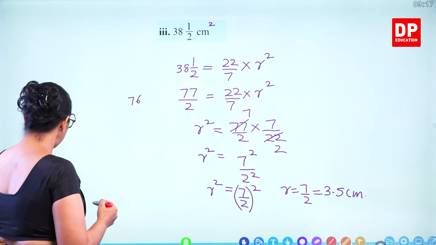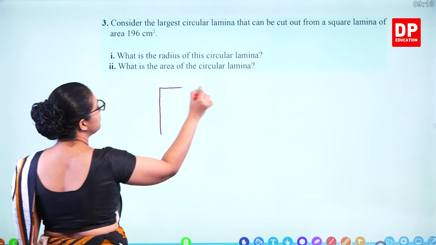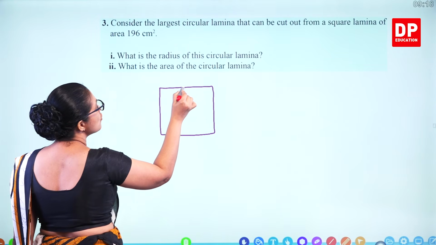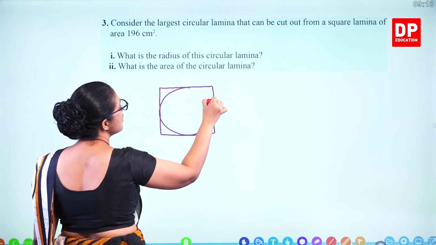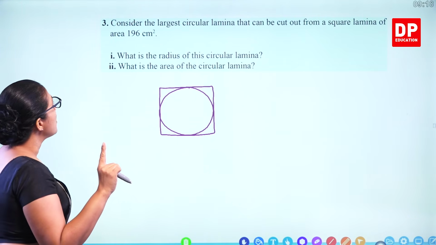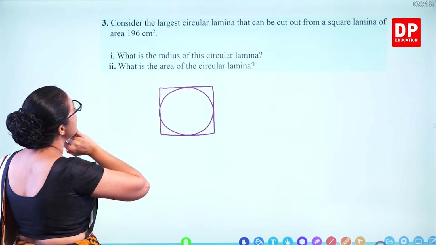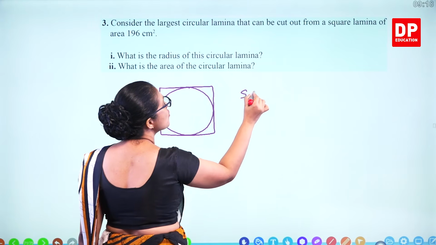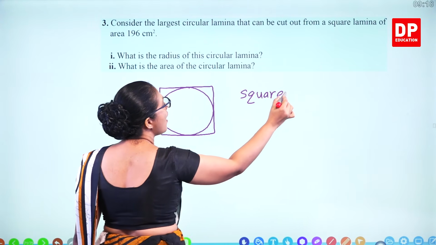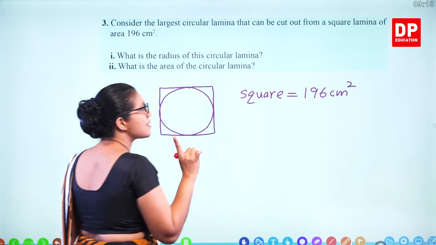Consider the largest circular lamina that can be cut out from a square lamina of area 196. So that means this should touch this one. So the diameter of the circle should be the side length. So what's the area? Area of the square lamina is 196 square centimeters. So what's the side length?